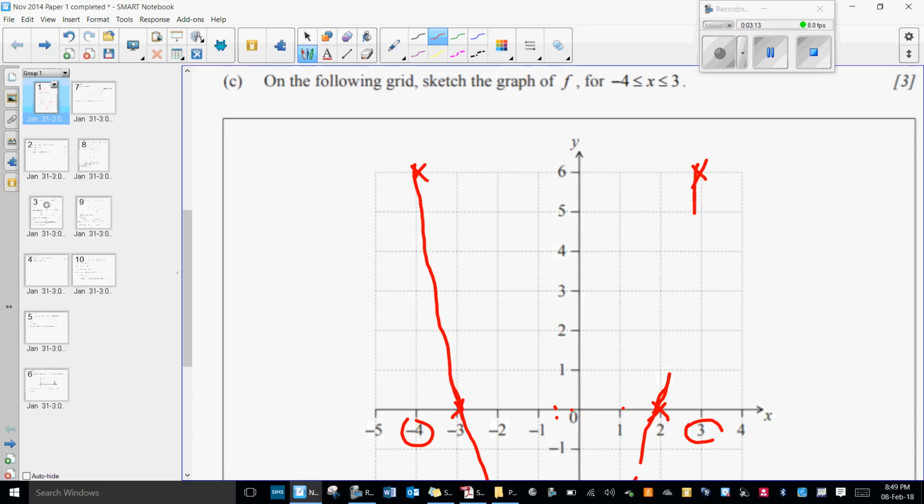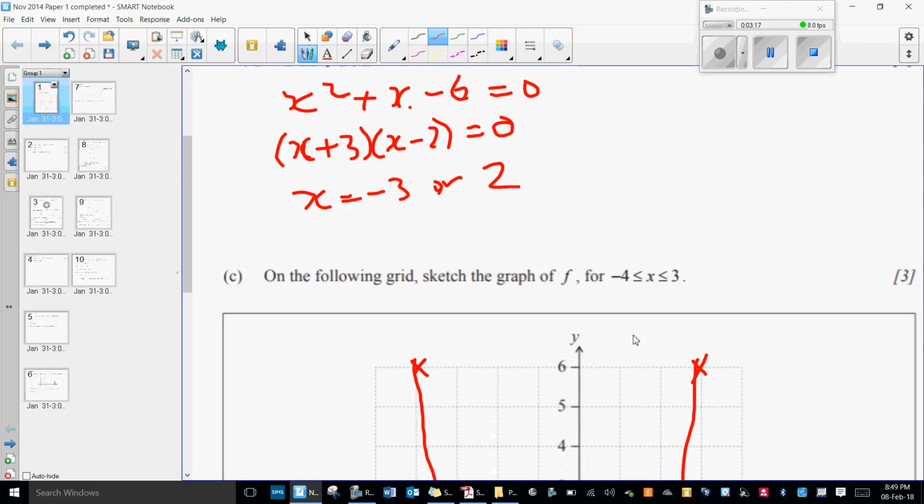Okay, is everyone happy with what I just did? I just substituted these two numbers into this equation, obviously not the 0 part. Okay, so we just substituted those in place of the x, and we got the value 6 for both of them, so that's why I plotted them up there.